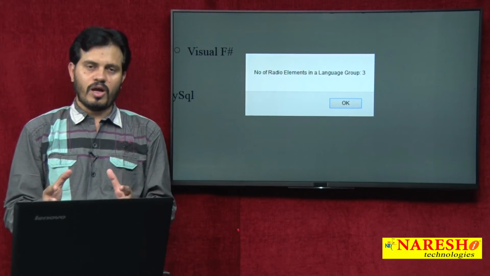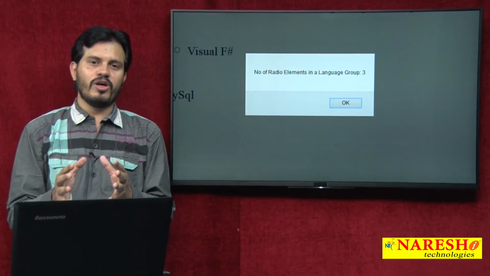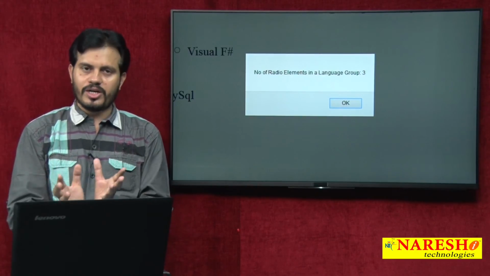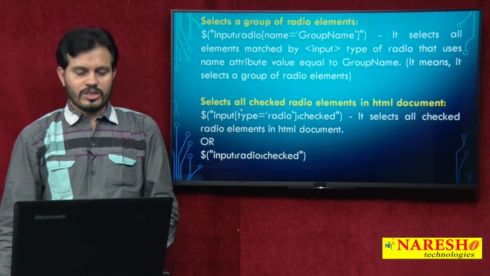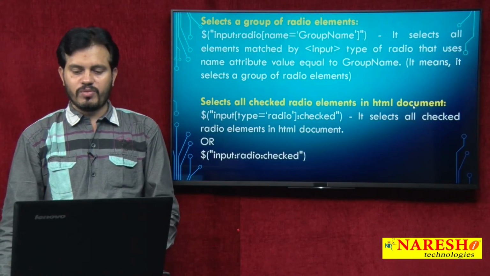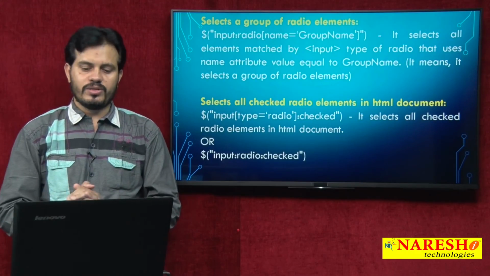We got 6. Now we have written the jQuery selector to find out a group of radio elements, not all the radio elements in the HTML document. Now we are going to select all checked radio elements in the HTML document. All checked radio elements.